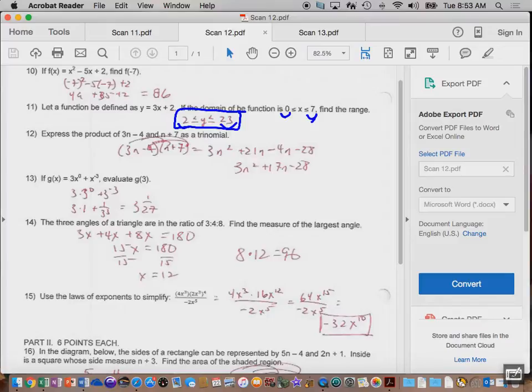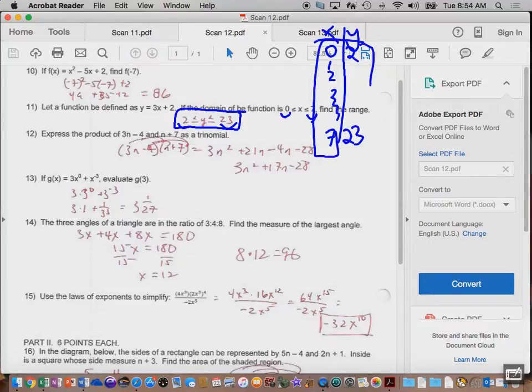Now, there is another way to do it. You get out your calculator, you type in y equals 3x plus 2 in the y equals button. You would go to graph, but you don't. You go to table. And on the table, 1, 2, 3, and so on, up to 7. And then you look at the y values that are in there. Just like the x's go from 0 to 7, you would then say the y's go from 2 to 23. And that would give you your range.